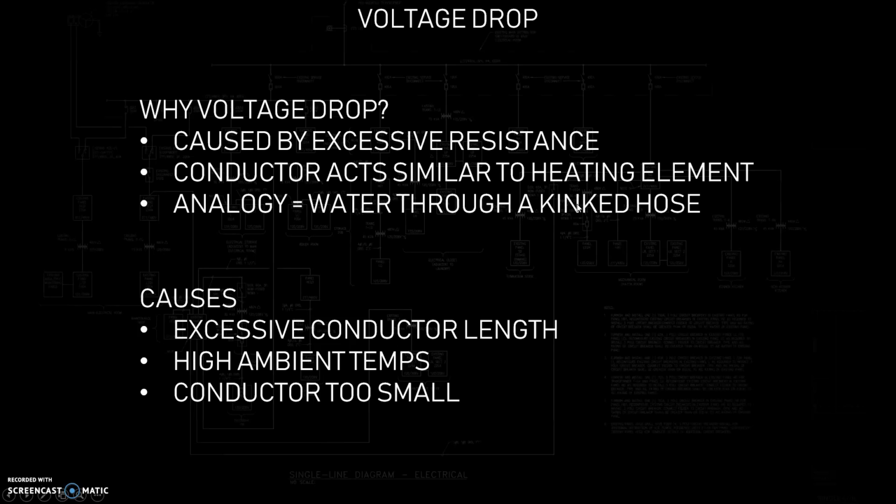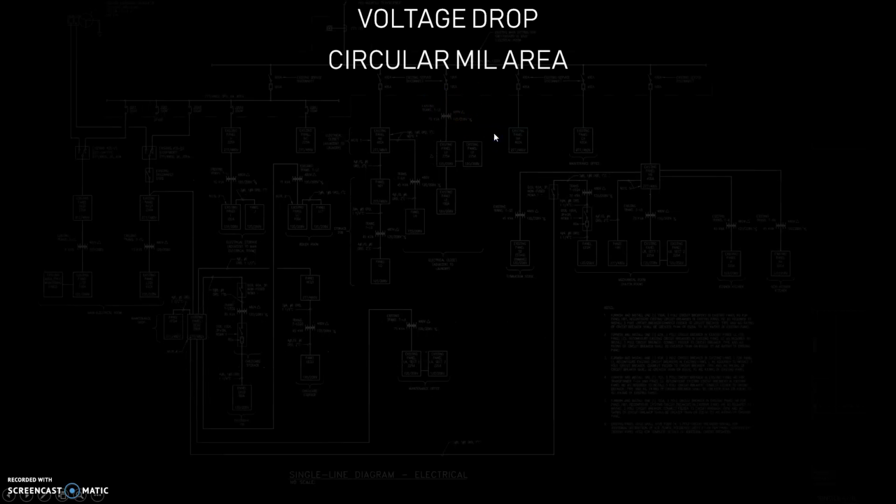If you have a conductor that's just too small, again, we looked at the derating factors and the answer everywhere was run a bigger conductor. Well, that's the answer here too, to combat voltage drop. And I don't think I mentioned it here, but poor connection is another one that the book's going to talk about. That can do the same thing.